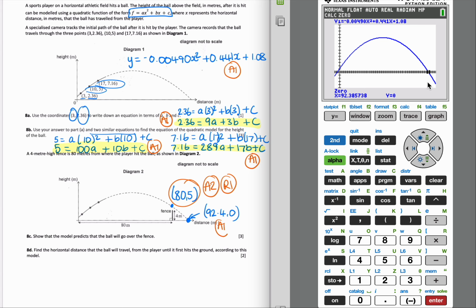One is for the answer and one is for any sort of method. And you can show that you know that it's the coordinate point here that you're trying to find. You could also show that it's when y equals 0. Okay, and that would also be enough for that final method mark.